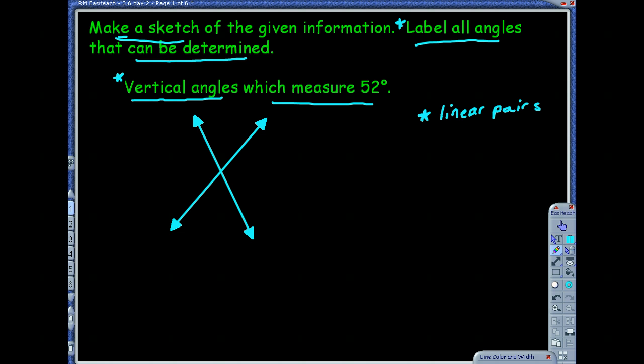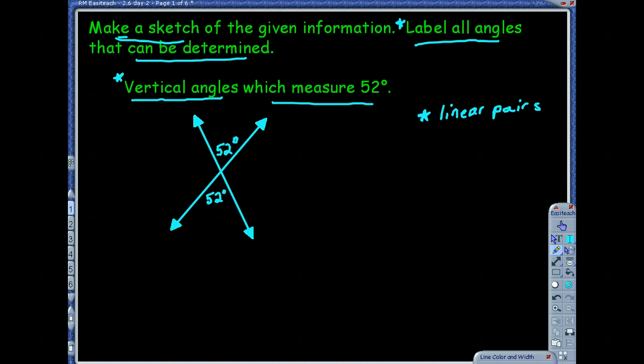Okay. All right, so we know these vertical angles measure 52 degrees. So let's say I label this angle 52 degrees, which automatically means I could label its vertical angle also 52 degrees. So the vertical angle would be right across from it. Exactly. So this would be 52 because we know by the vertical angle theorem, vertical angles are congruent, so that means they are going to have the same measure.